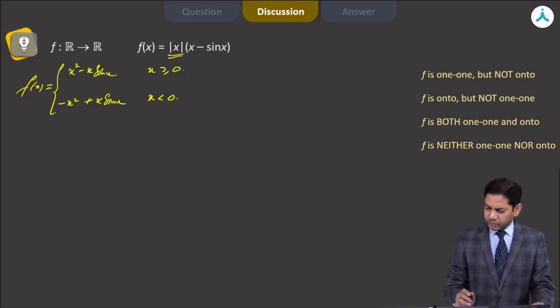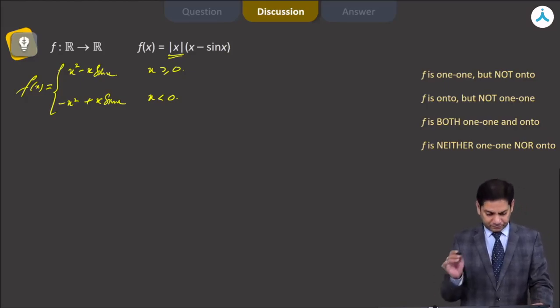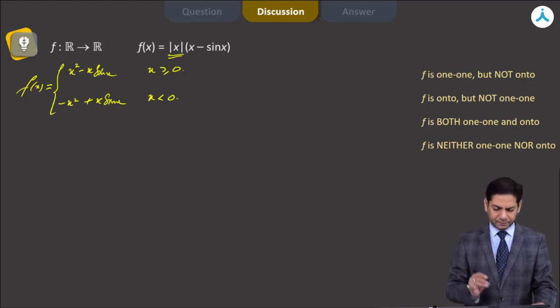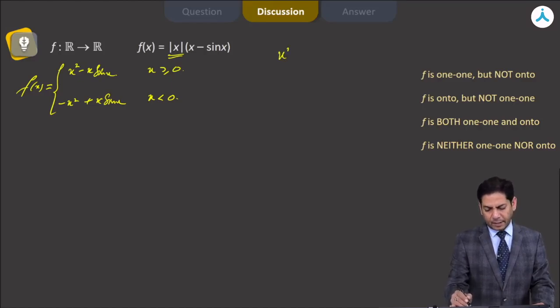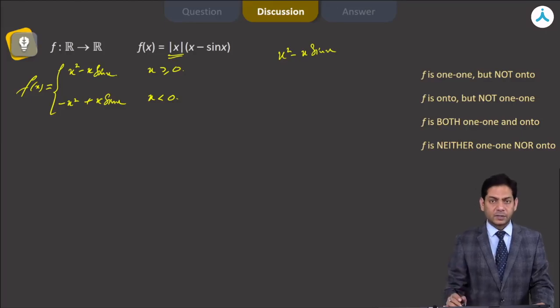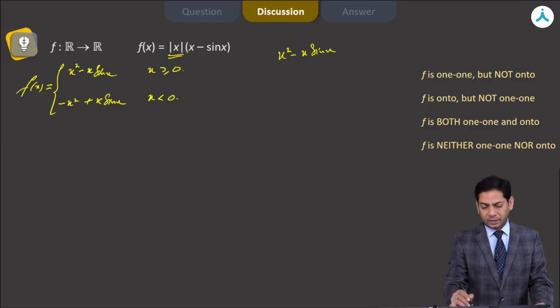We have to answer about the function being 1 to 1 and onto. For that, let's decide about the function being onto. What about the range of this function? This function f of x is x square minus x multiplied by sin x when x is greater than 0. Obviously, this is a continuous function on the interval 0 to infinity. At x is equal to 0, this is equal to 0.